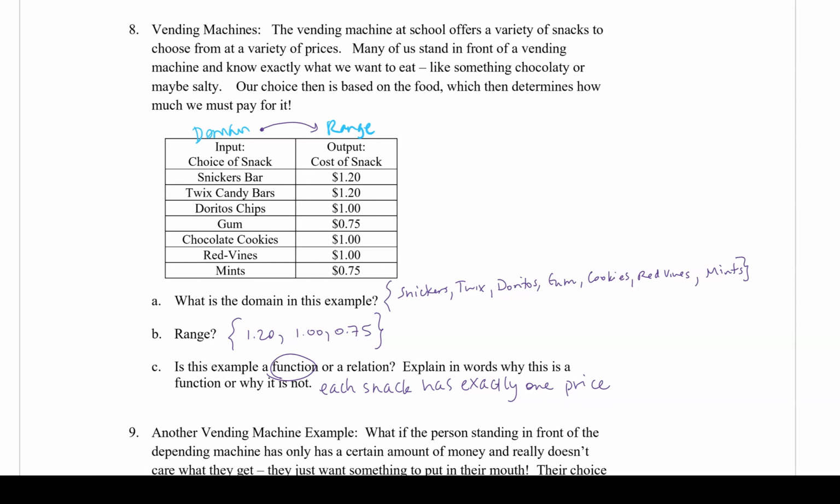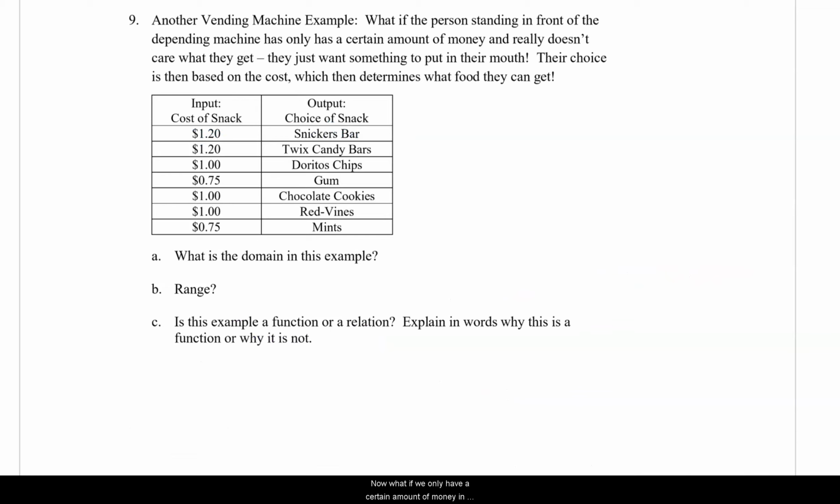Now, what if we only have a certain amount of money in our pocket and I don't really care what I want, I'm just hungry? Now we have a situation where our choice is based on the cost, which then determines what type of food we can get. Now, what is the domain?